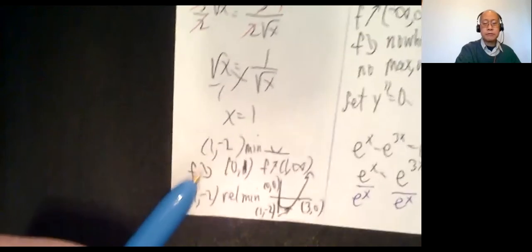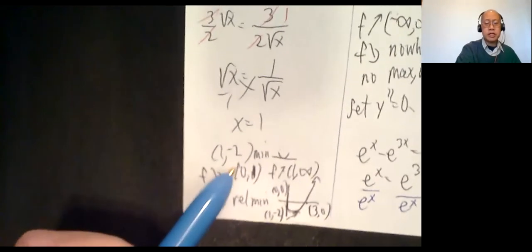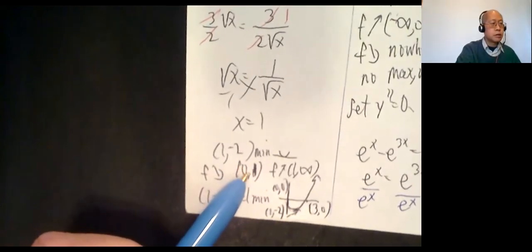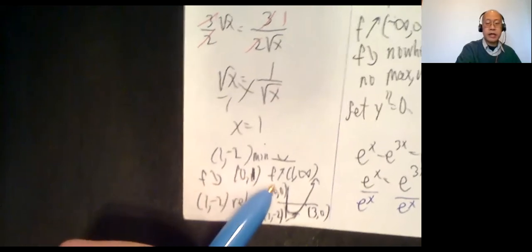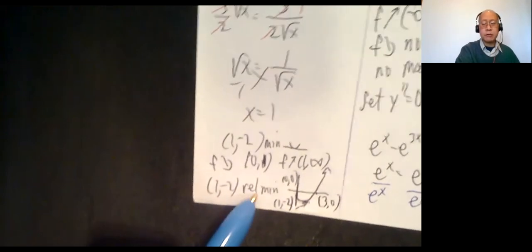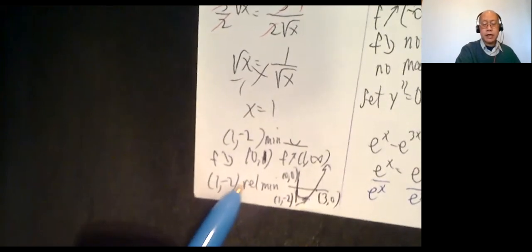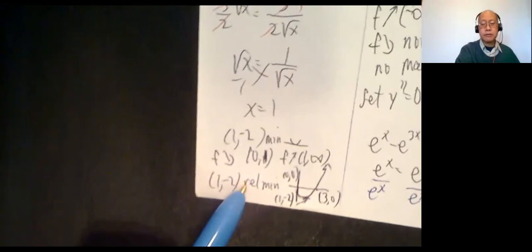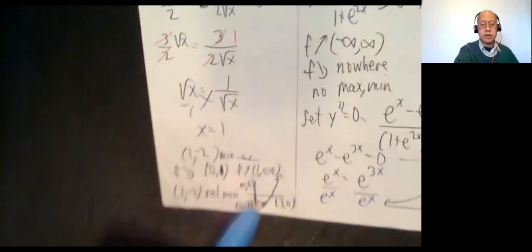So there we go, I got it. So f is decreasing from 0 to 1 and increasing from 1 to infinity, which means (1, -2) is a relative minimum. Again, relative or local, same thing. And in this particular case, it's also an absolute minimum because all the graph does is it goes down and it goes back up.